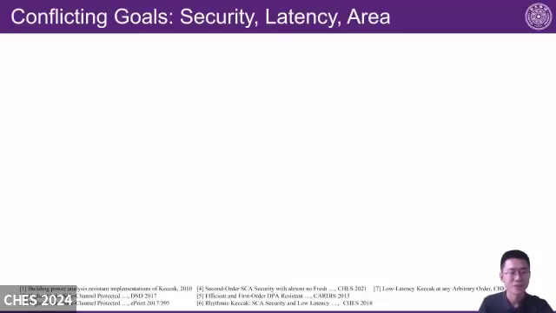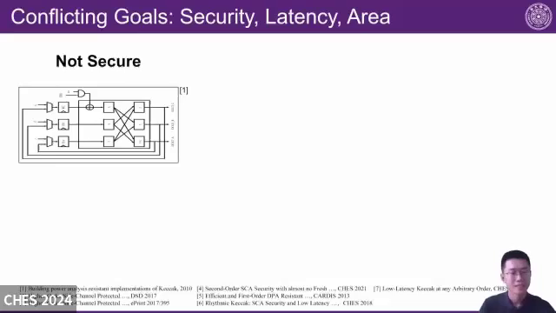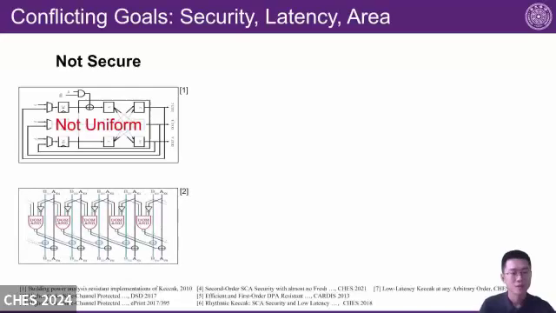So here, security, latency, and area are at odds with one another, making hardware masking particularly challenging. So how do existing SHA-3 designs perform in terms of security, latency, and area? The CHES team proposed a TI-based design, but it fails to achieve uniformity, and is therefore not provably secure. Gross and others presented a DOM-based design, but it is vulnerable to glitches.